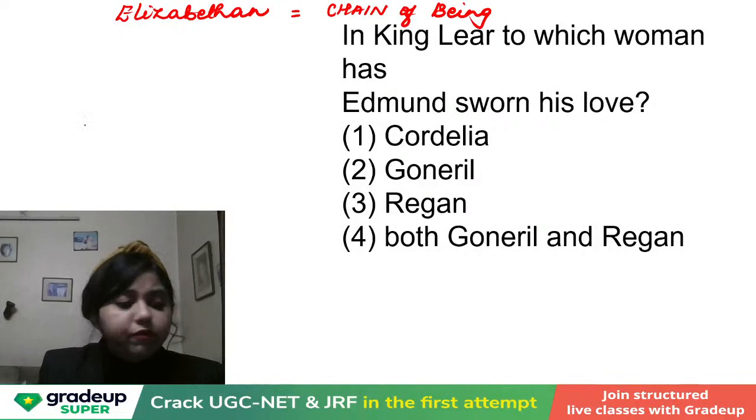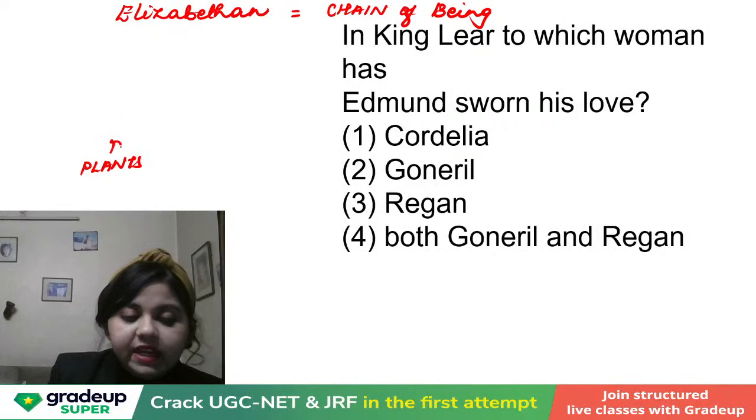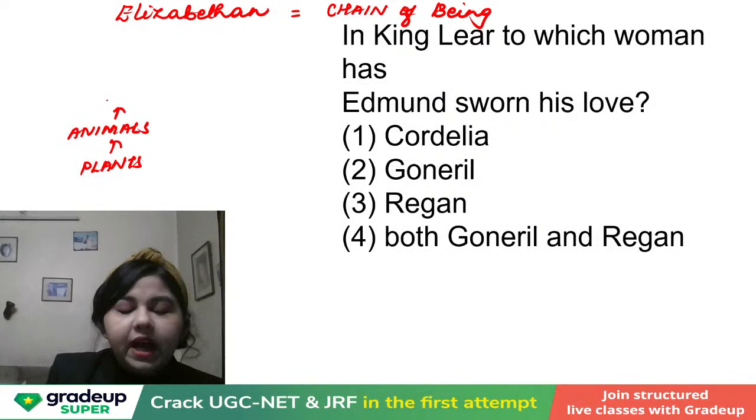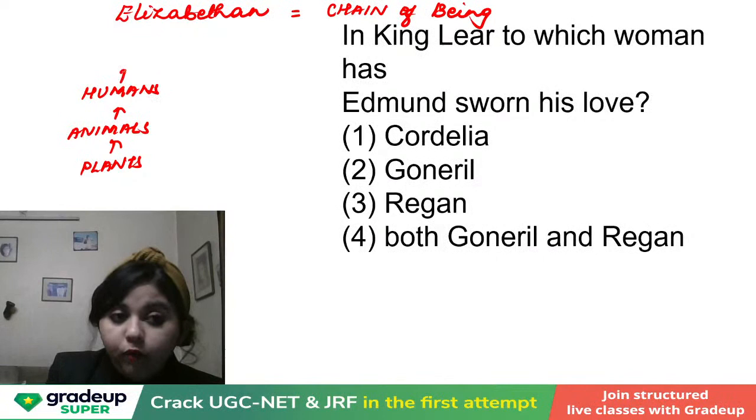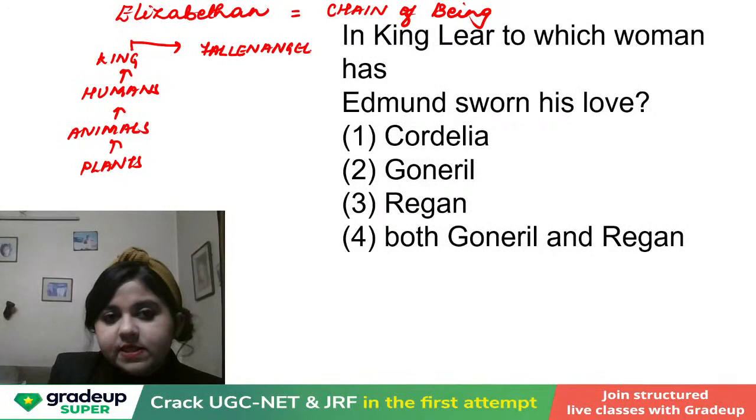Chain of being basically means that there are plants, and over the plants you have animals, which are bigger than plants, which is why animals can eat plants easily. Over animals you have humans, which is why humans are able to eat animals easily. Over humans you have the king, who rules everyone. Then you have the fallen angels. Over the fallen angels are the good angels. Over the good angels, you have God.